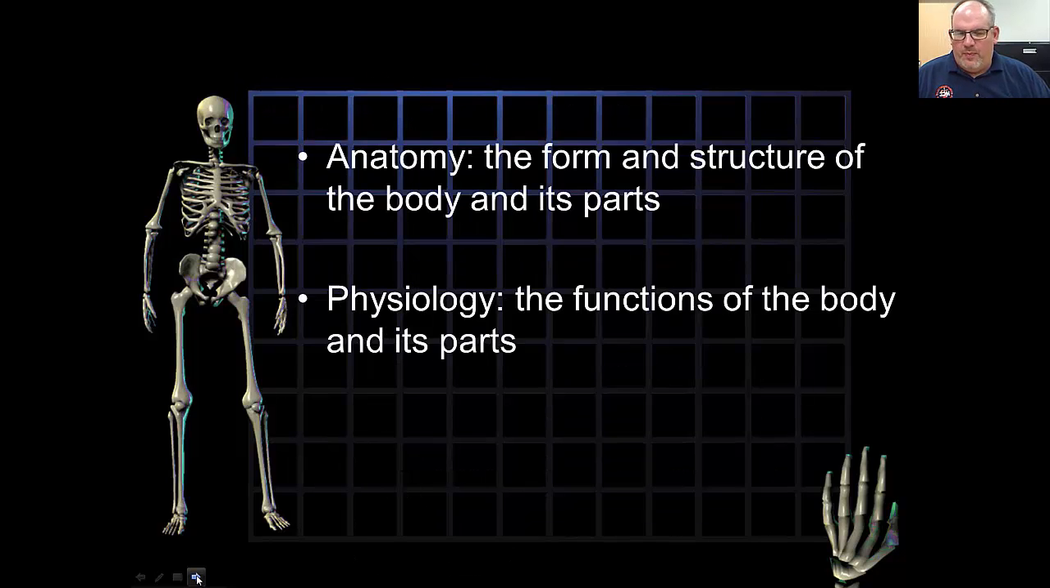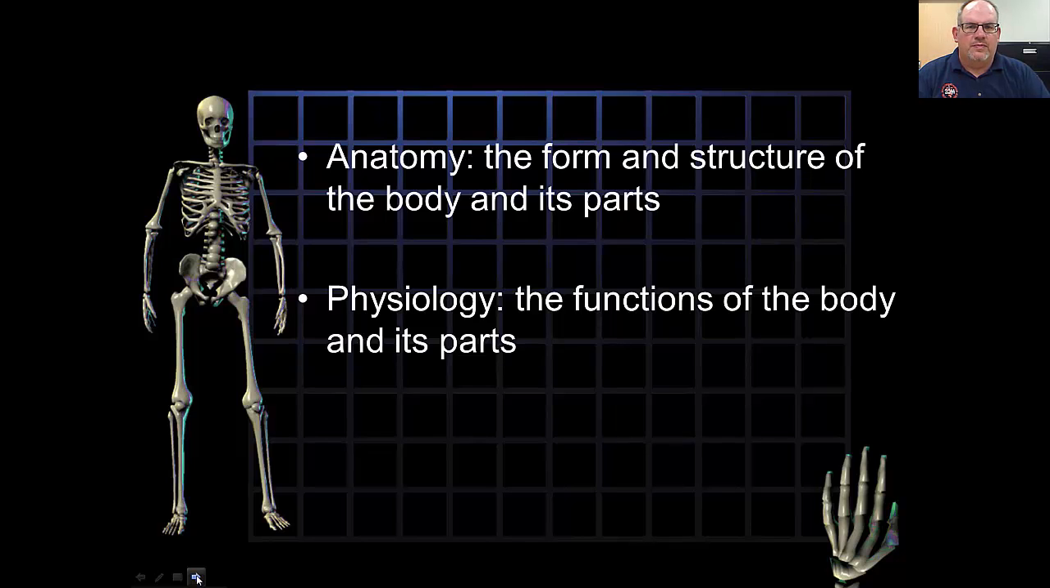So, starting off with anatomy and physiology, it's very important to understand the difference between anatomy and physiology, and that's what this first slide goes over. Anatomy is always going to be the parts of the body, the forms, and the structure. So they're going to be things like your fingers, your hands, your nose, your ears. That's all a part of anatomy.